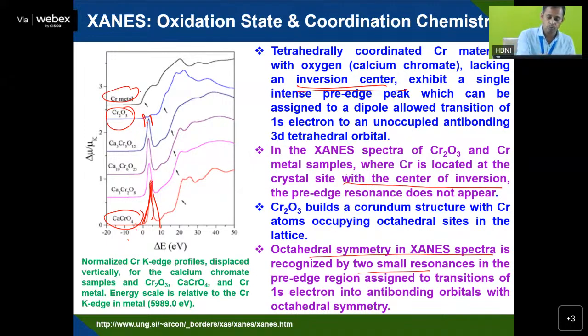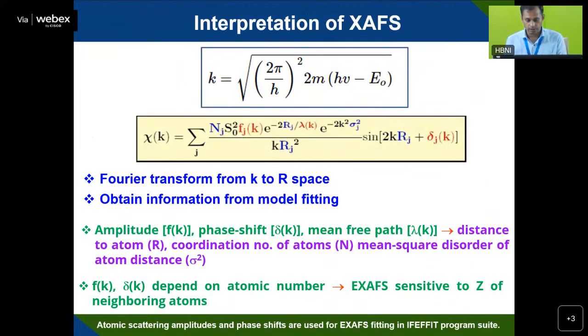And then in the case of chromium metal, you can see the oscillation peaks, but your band edge is completely absent. So the oxidation state changes can be seen by using this type of EXNES spectra, both oxidation state and coordination number. But if you go for EXAFS analysis, that is a little more complicated than EXNES.